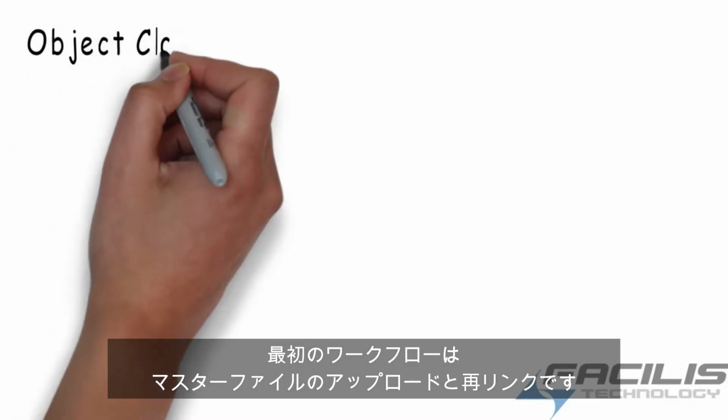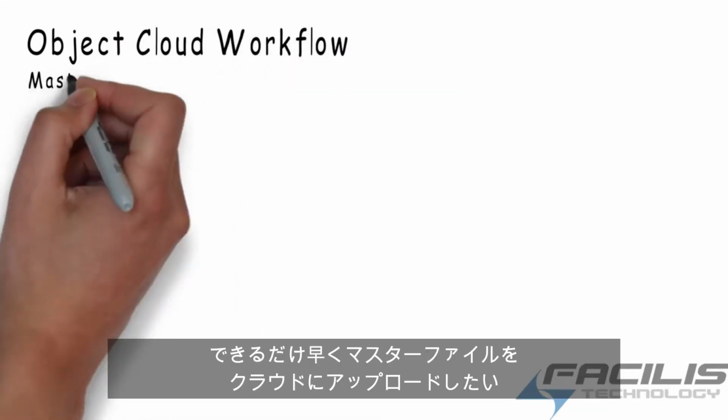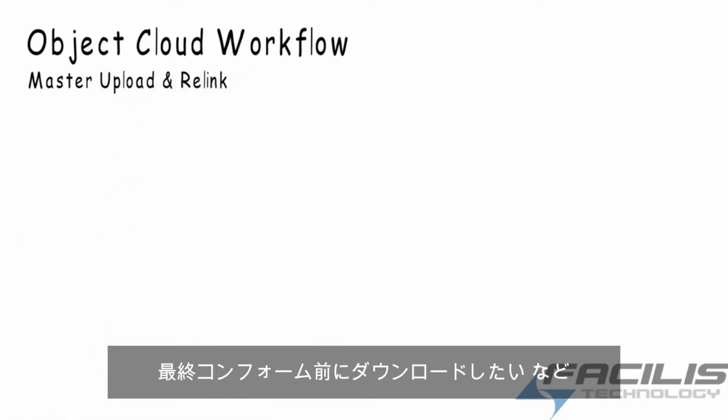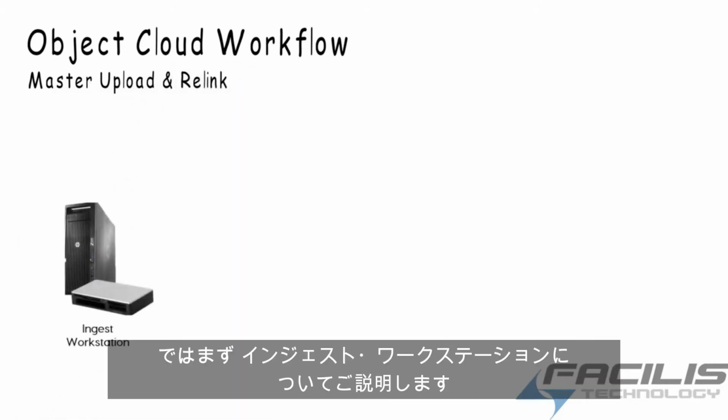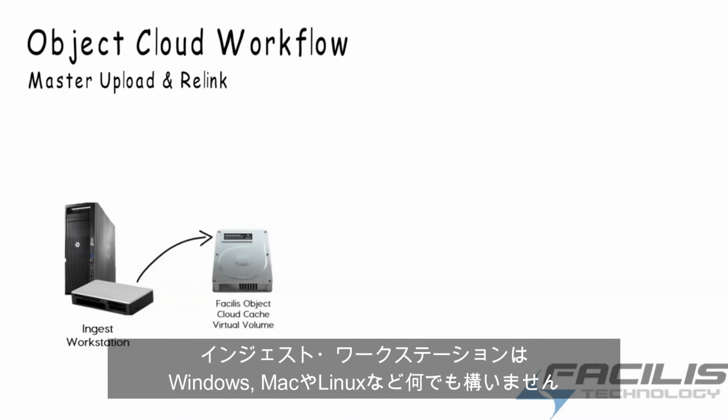The first workflow we'll look at is master, upload, and relink. I want to get the masters to the cloud as soon as I can. I want to make proxies, and I want to get the masters back for final conform. Let's start with Ingest Workstation. Ingest Workstation can be PC or Mac or Linux. The files are copied directly onto a Facilis virtual volume, which is actually the cache for Object Cloud.